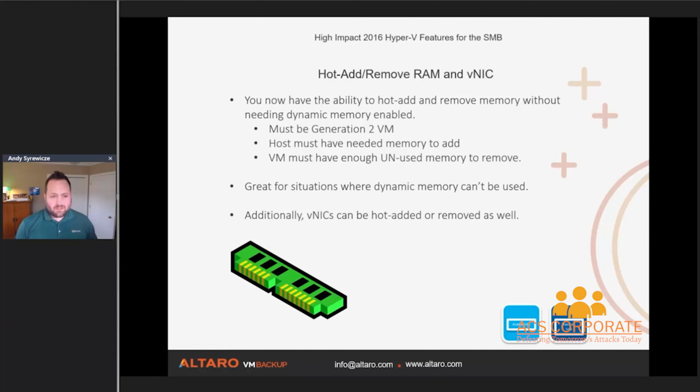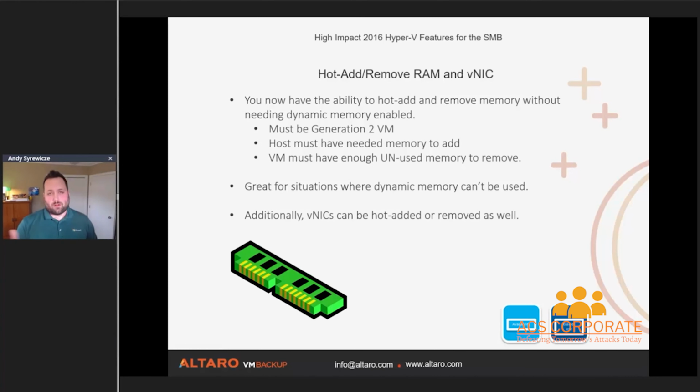So I mean, if your virtual machine has a gig of memory associated with it and it's currently consuming a gig of memory, the hypervisor is not going to let you pull out the rug on that memory. It's not going to let you remove it. So the utilization has to be less than what you actually want to remove. And I kind of mentioned it's great for situations where dynamic memory can't be used.